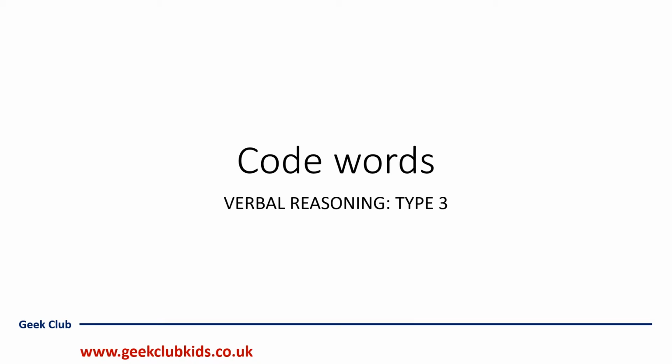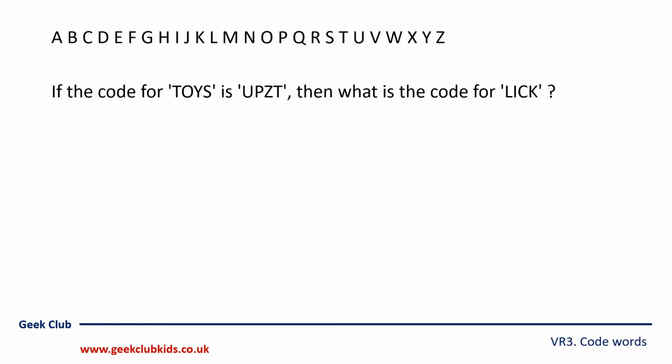In this short video we're going to talk through a type of verbal reasoning question known as code words. Here's what a question might look like. At the top you're given the alphabet and the question goes like this. If the code for toys is UPZT, then what is the code for lick?